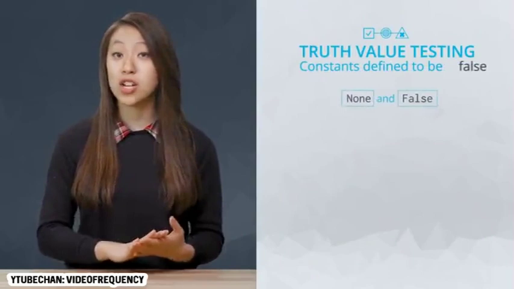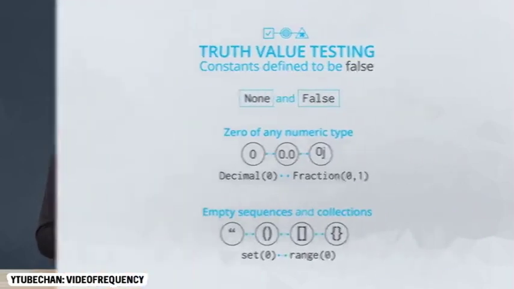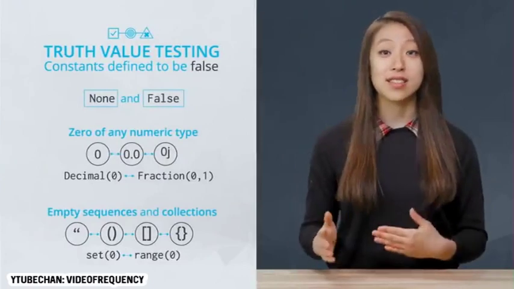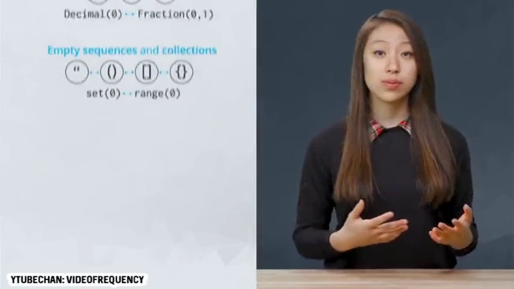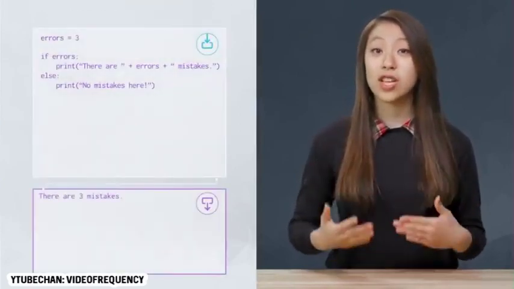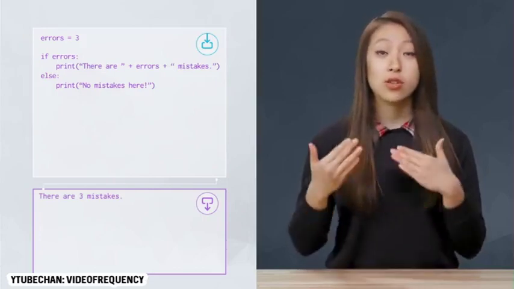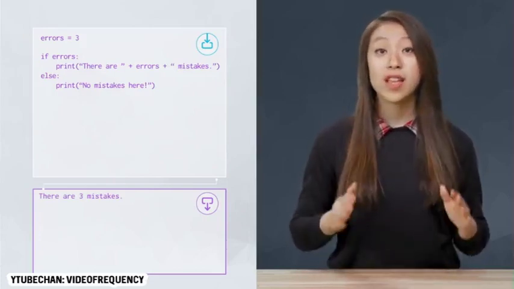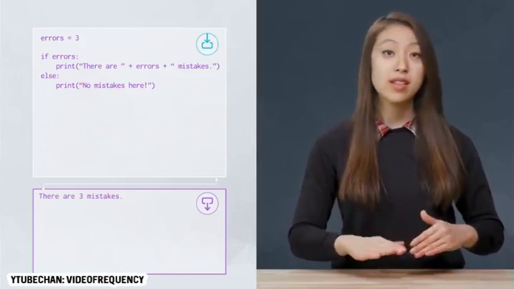The Python documentation lists all the objects that are considered false in this situation. Anything that isn't listed as having a truth value false will evaluate as true. In this code, errors has the truth value true because it's a non-zero number, so the error message is printed. This is a nice way of writing a succinct if statement.